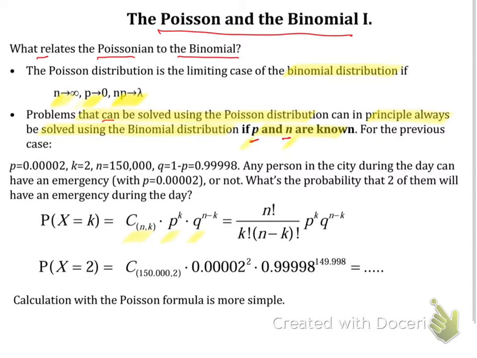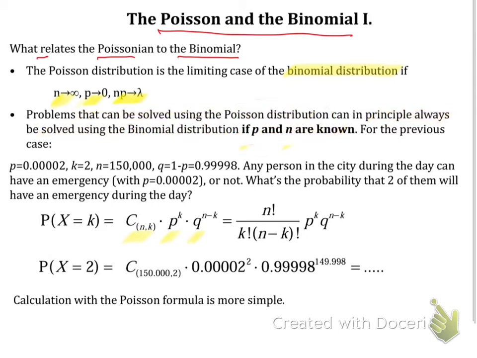So the problem can be solved using Poisson distribution. Any problem that can be solved using Poisson distribution can also be solved using binomial distribution, but subject to having p and n. p and n must be known. So any problem that follows Poisson can be solved by binomial as long as I have p and n.